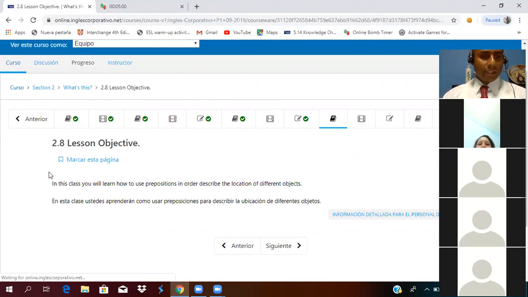In this class, you will learn how to use prepositions in order to describe the location of different objects. En esta clase, ustedes aprenderán cómo usar preposiciones para describir la ubicación de diferentes objetos.